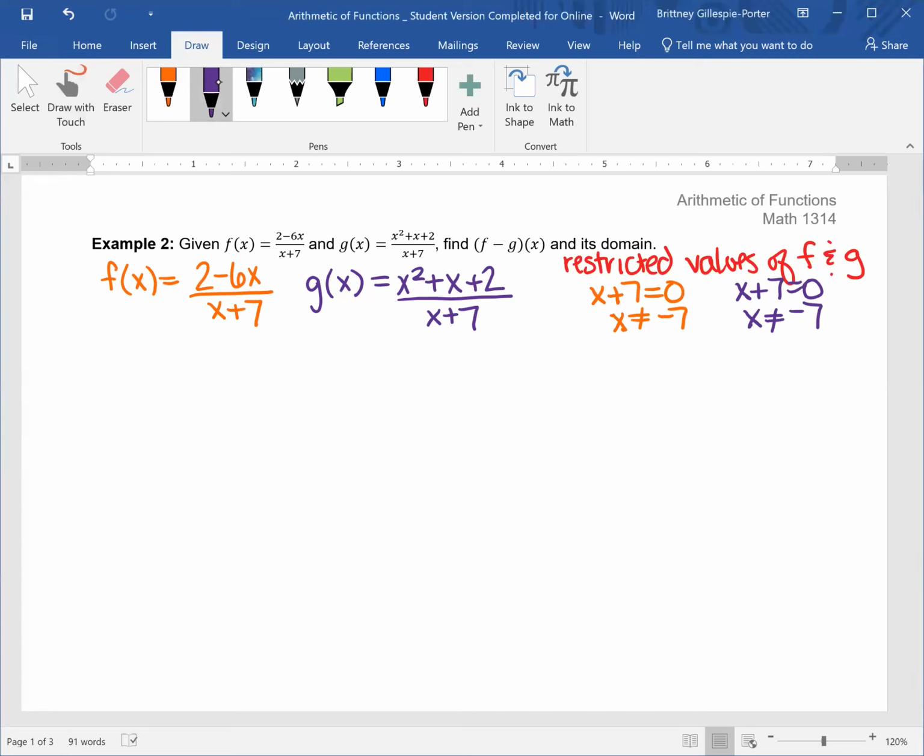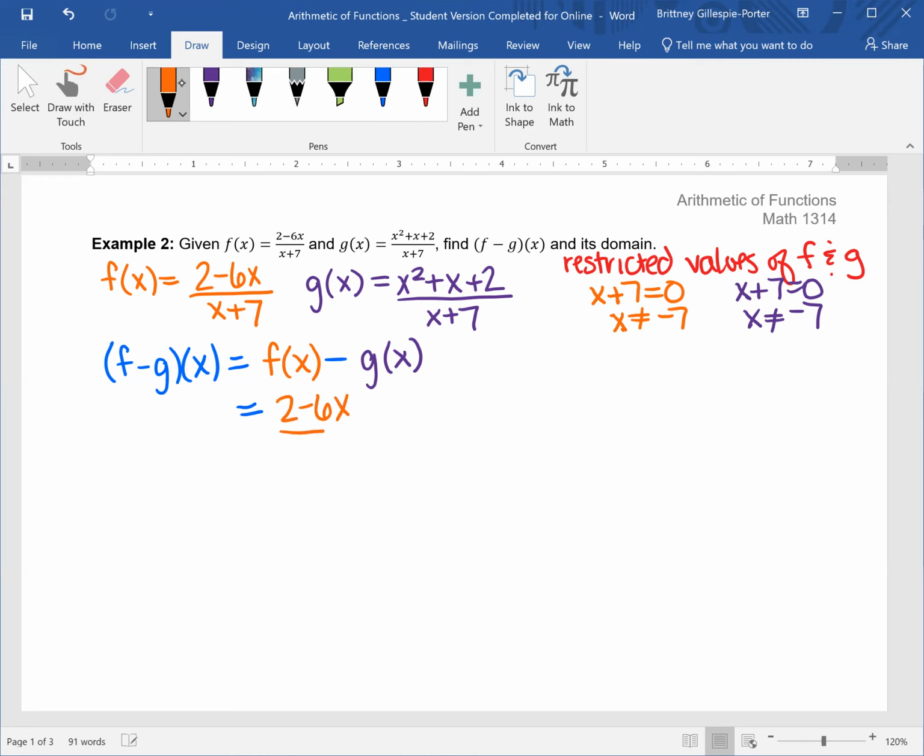Now that we've found the restrictions, let's go ahead and find whatever algebra or arithmetic they're asking us to find. So if we have f minus g of x, that means that we are going to take our f of x minus g of x. Okay. Let's plug in for our functions. So I'm going to have 2 minus 6x all over x plus 7 minus x squared plus x plus 2 all over x plus 7.